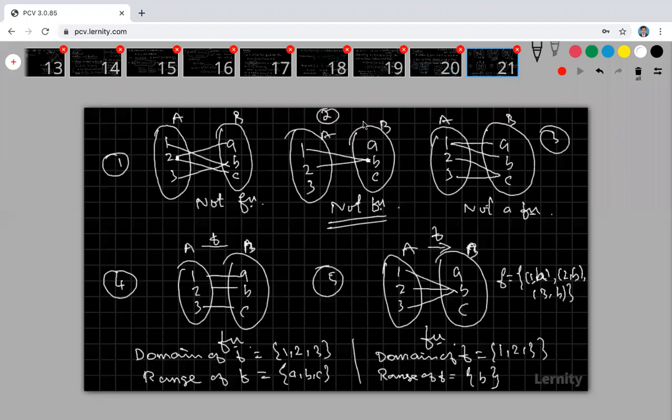Codomain of the fifth one. Codomain is always the second set. In relation or function, my codomain is always the second set. For the fifth problem, what is my codomain? A, B, C. My fourth problem, what is my codomain? A, B, C. My third problem? A, B, C. My second one? A, B, C. Here also A, B, C. So therefore, in relation or function, my codomain is the second set. For all the problems, codomain is the second set.